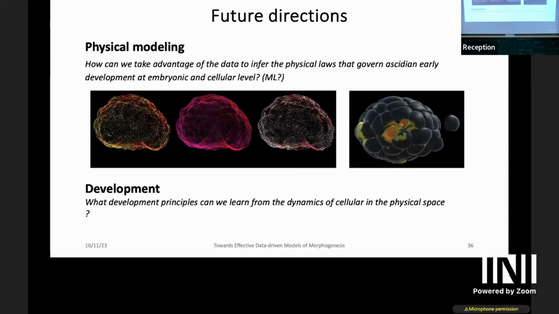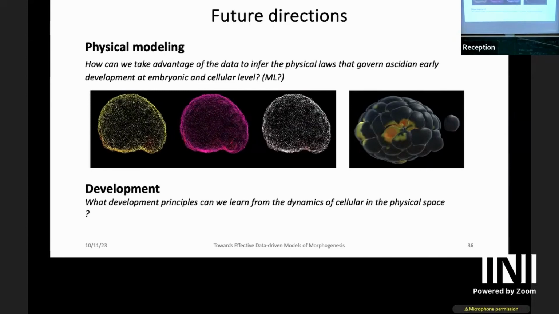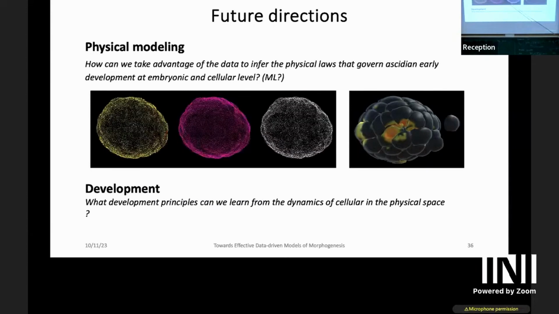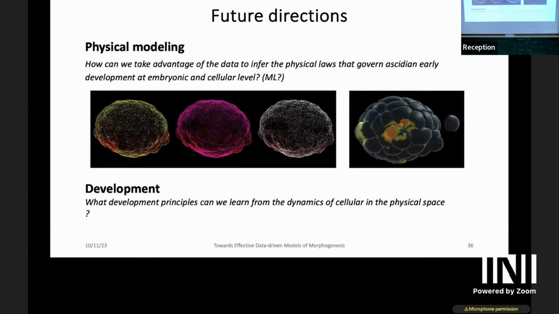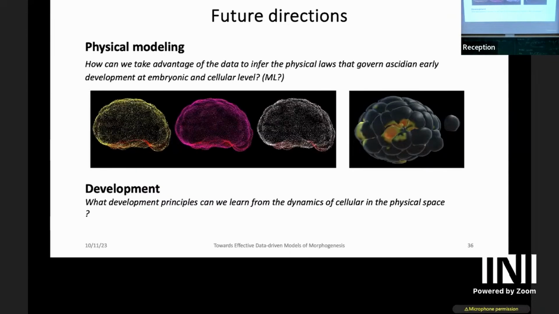Probably we can try to learn the constitutive laws of this material. For example, you know what I mean. So, yes. I mean, first, it's a curiosity.